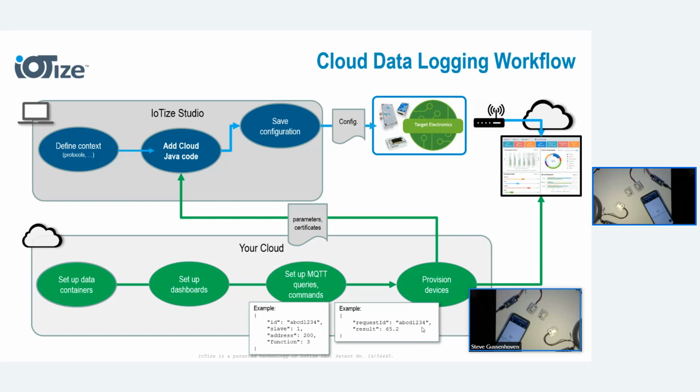However, the same type of things are done, where in IoTize Studio, we're going to configure our hardware, providing it the cloud or the material context. What is it connected to? Adding in Java code that corresponds to your cloud setup and manages your certificates, and then saving that configuration on the hardware so that it can then interface both with your electronic design and with your cloud, your network and cloud platform.